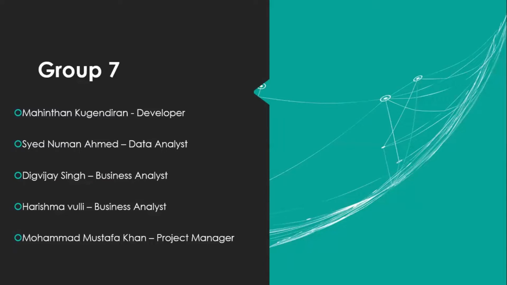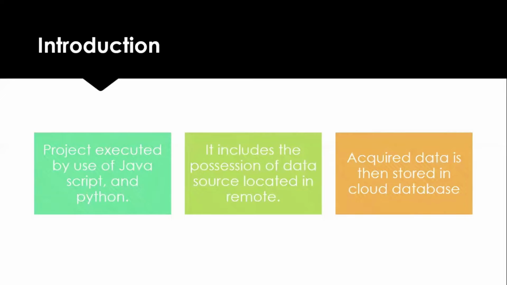So we are group 7 and our group members are Mahinthan, who is a developer, Syed Numan, whose role is a data analyst, Digvijay is business analyst, Harishma as business analyst as well, and myself as a project manager. I'll be giving a brief introduction about our project.